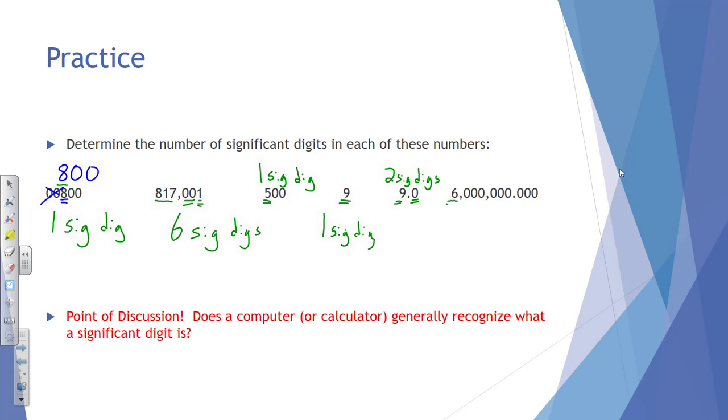6,000,000.000, significant. These zeros show precision, they're significant, and therefore all those in the middle become significant. There's all 10 digits there are significant.